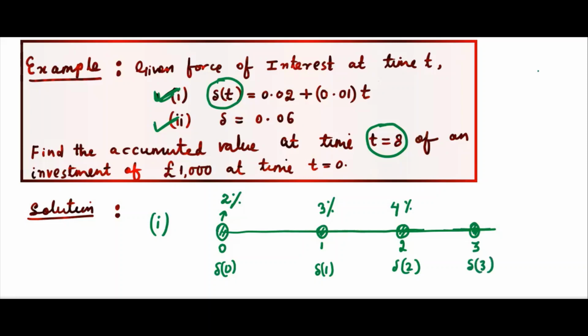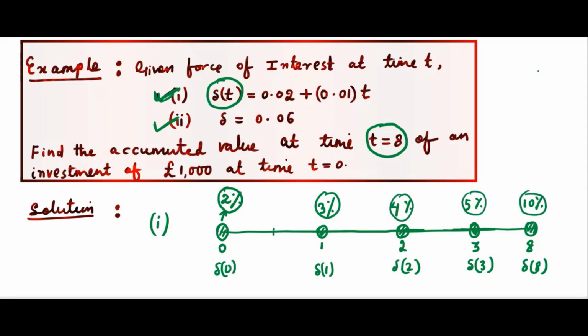At time 3, you put 3 here, you get 5%. At the end of the period, that is 8, it will be delta 8. You put 8 here, 8 plus 2, 10%. Now the interest rate for you was 2% initially. It increased to 3% in 1 year, 4% in 2 years, 5% in 3 years, 10% in 8 years.